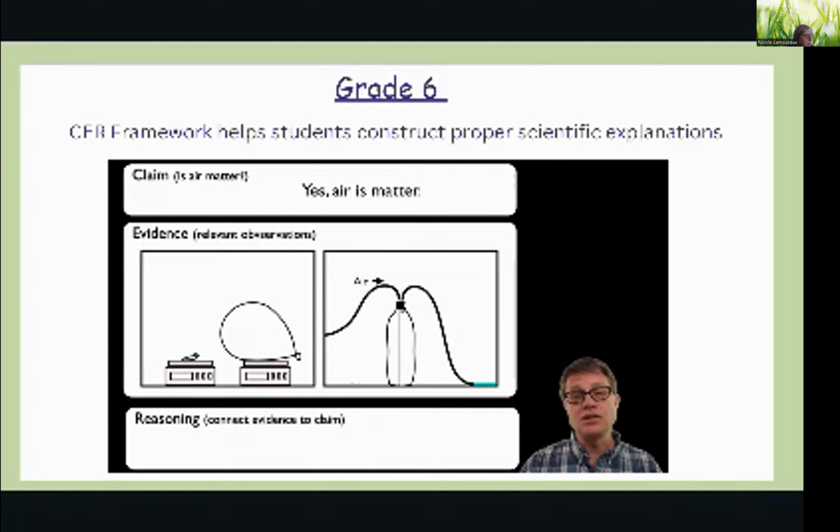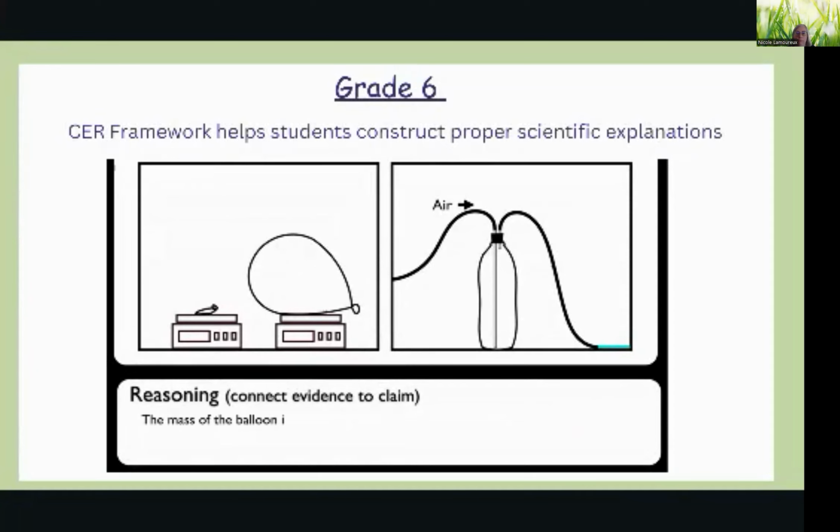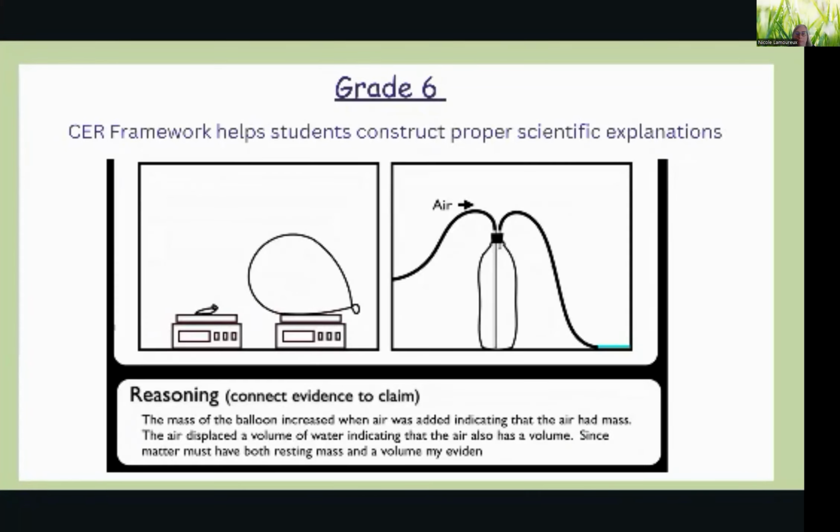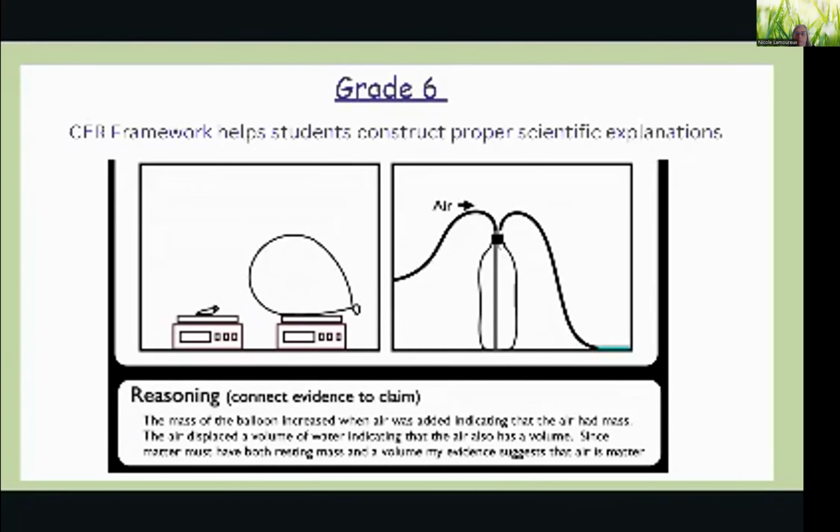Well, the reasoning is easier if it's tied to one of those scientific definitions that I had before. So let me read you my reasoning. The mass of the balloon increased when air was added, indicating that the air had mass. The air displaced a volume of water, indicating that the air also has a volume. Since matter must have both mass and volume, my evidence suggests that air is matter.